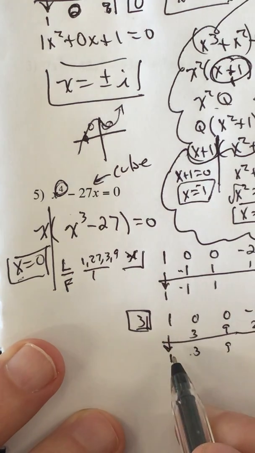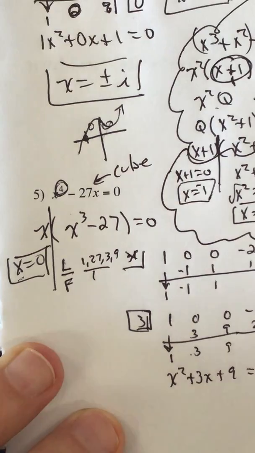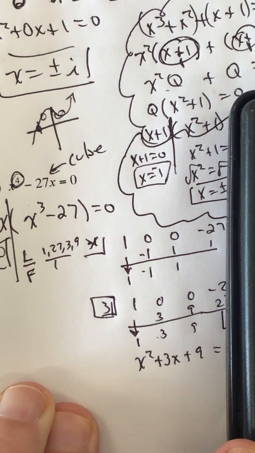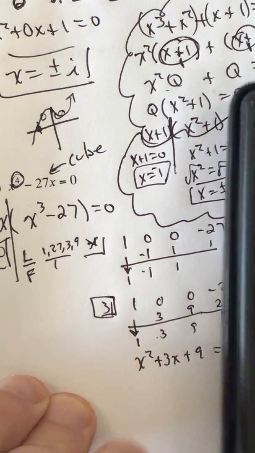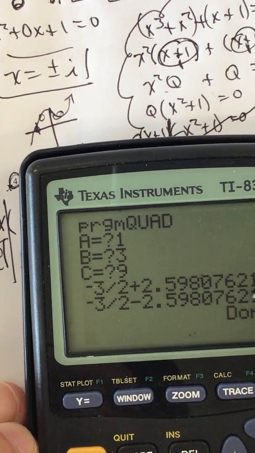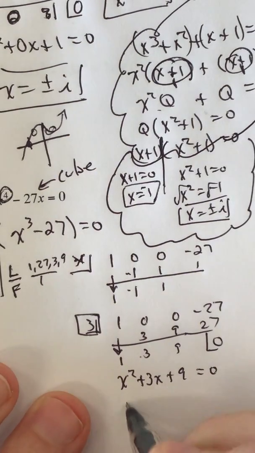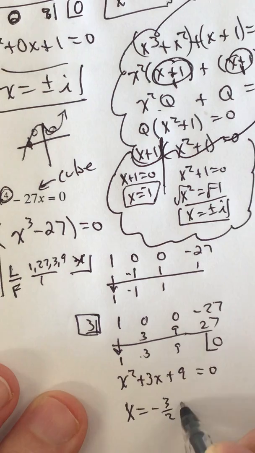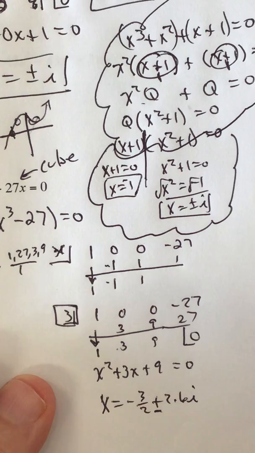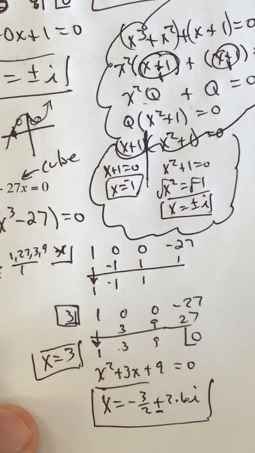This was the third power, so this is the second power. This is x to the second plus 3x plus 9 equals 0. Got it down to the quadratic formula. I'm going to use my program for the quadratic formula, 1, 3, and 9. Okay, those are imaginary when it does that. So it's negative 3 halves plus 2.6i, and then negative 3 halves minus 2.6i, so we can answer them both that way. So there's all 4 of them.